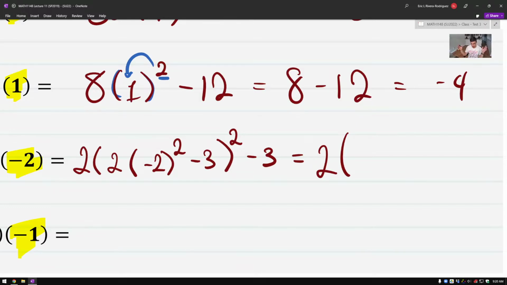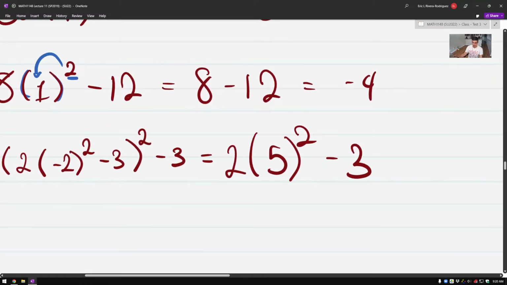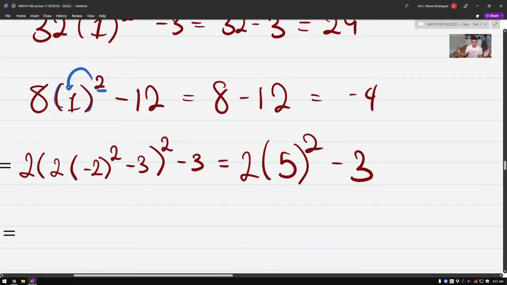We start with the parentheses. In the parentheses we have a power that is -2 raised to the power of 2. That gives us +4. Then times 2, that is going to be 8. 8 minus 3 is 5. Check this number. Verify that you are getting it correct. The only thing I did is I solved everything inside the parentheses.